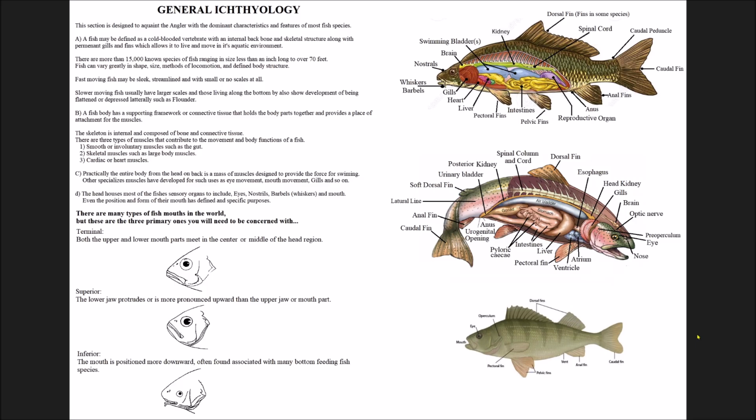A fish body has a supporting framework or connective tissue that holds the body parts together and provides a place of attachment for the muscles. The skeleton is internal and composed of bone and connective tissue. There are three types of muscles that contribute to the movement and body functions of a fish. Smooth or involuntary muscles, such as the gut. Skeletal muscles, such as large body muscles. And cardiac or heart muscles.